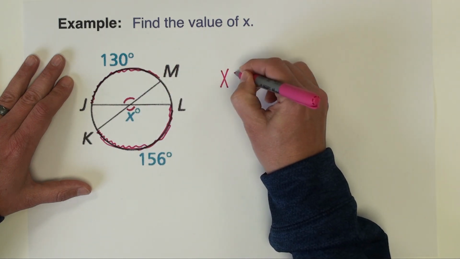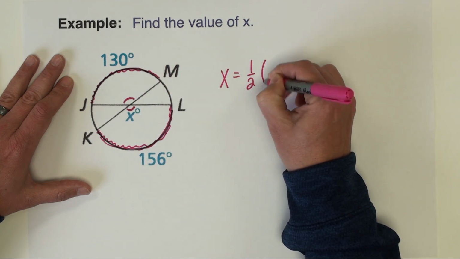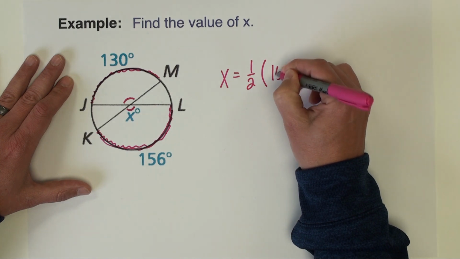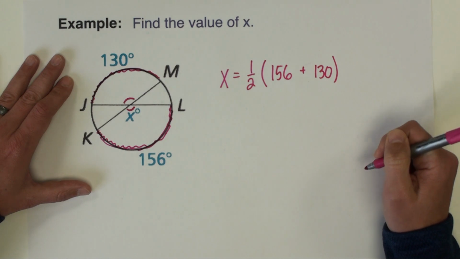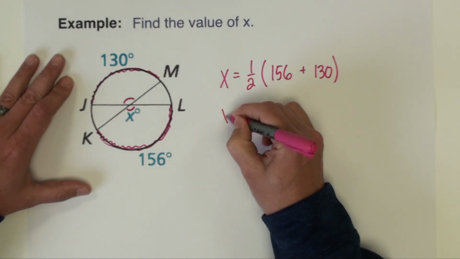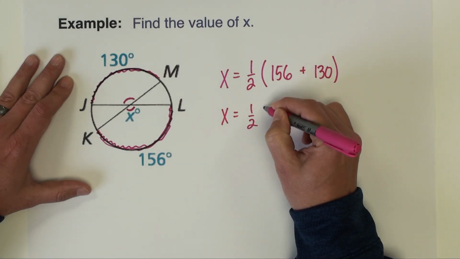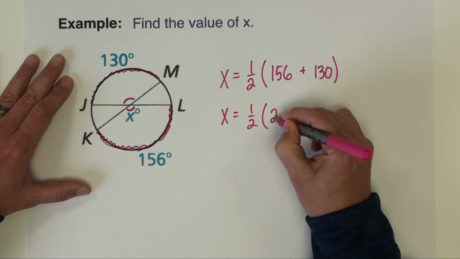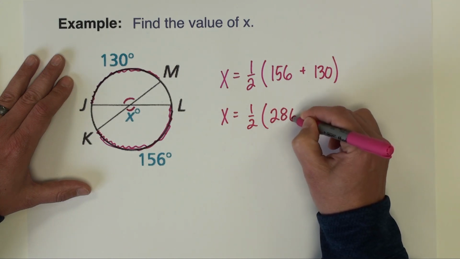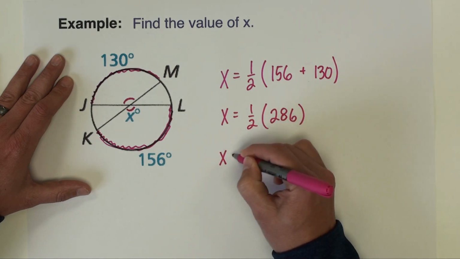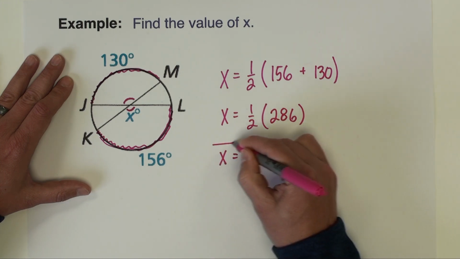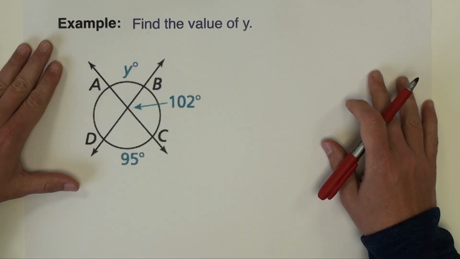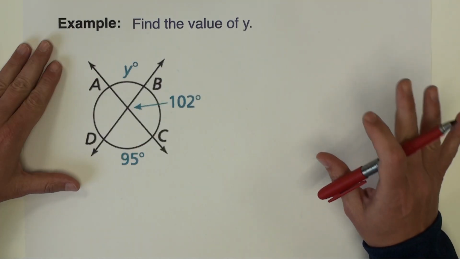The value x is going to be half of 156 plus 130. So that's going to be half of 286, and so x is going to be 143.